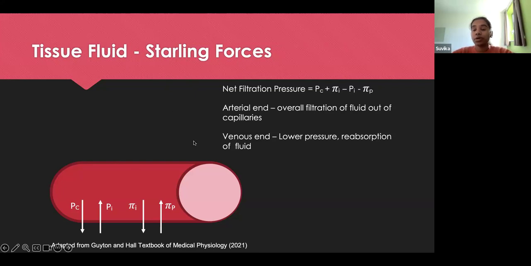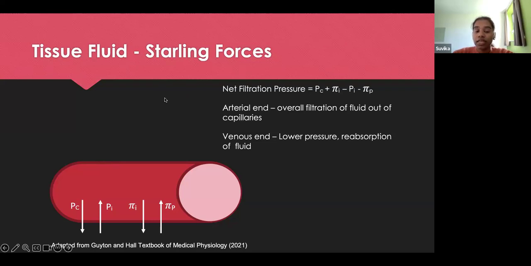So the hydrostatic pressure will be greater at your arterial end as a result of just being closer to the heart, essentially. So the pumping of blood will increase the hydrostatic pressure there, but by the time it goes to the venous end, it will lower. Your oncotic pressure is determined by the amount of proteins you have in the blood vessel itself. Okay, so the more protein content, the greater the oncotic pressure.